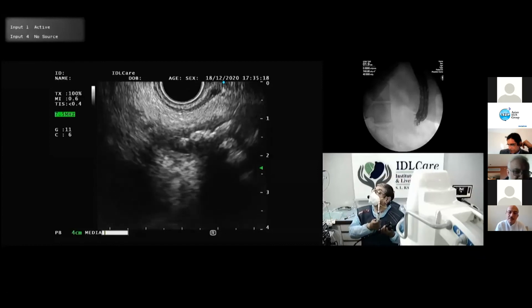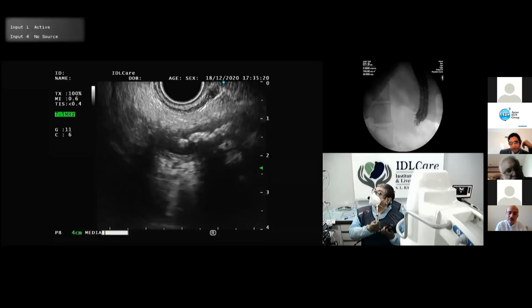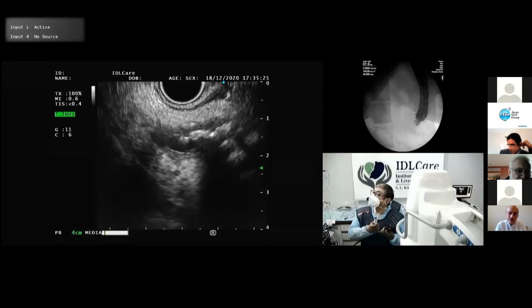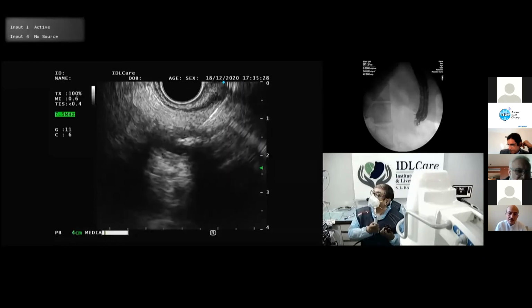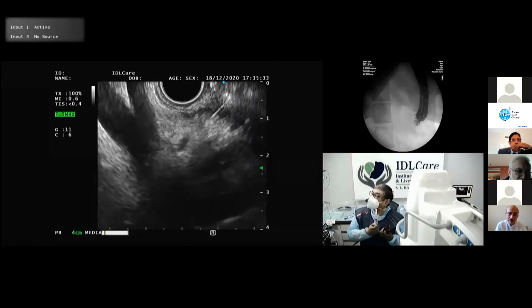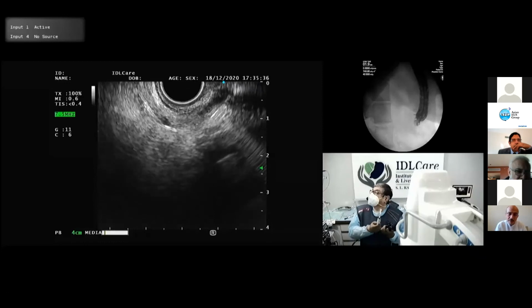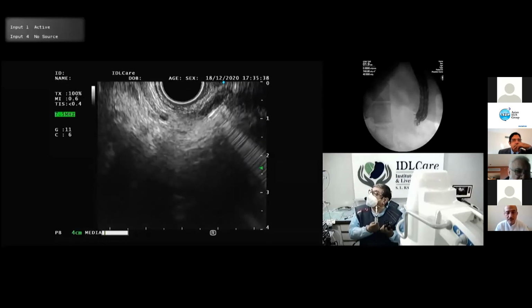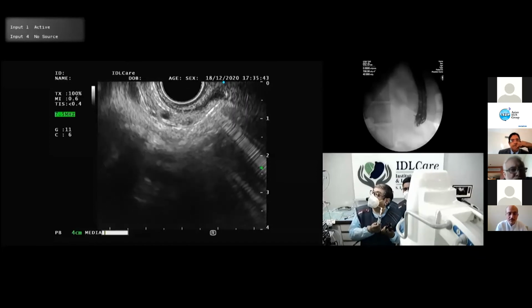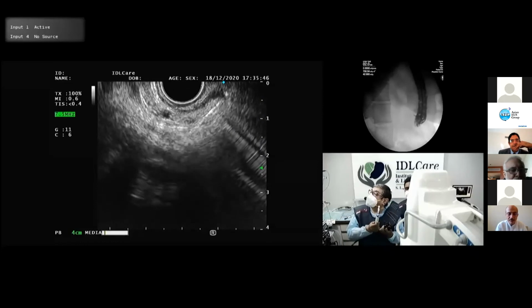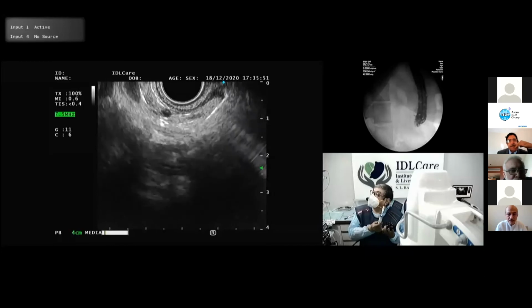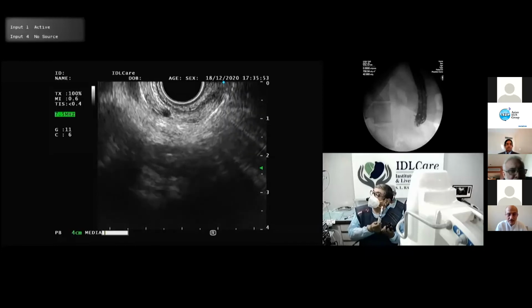Now you can appreciate it better. You see the problem I am facing. It bounces on the wall, and then we don't know what happens. It's almost like a blind procedure, which is never good for any procedure.